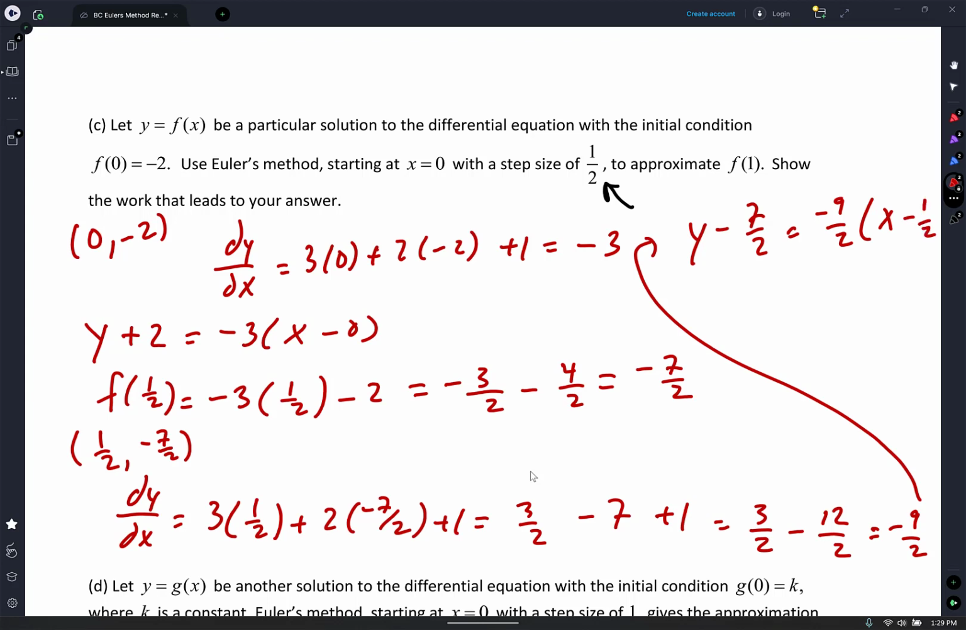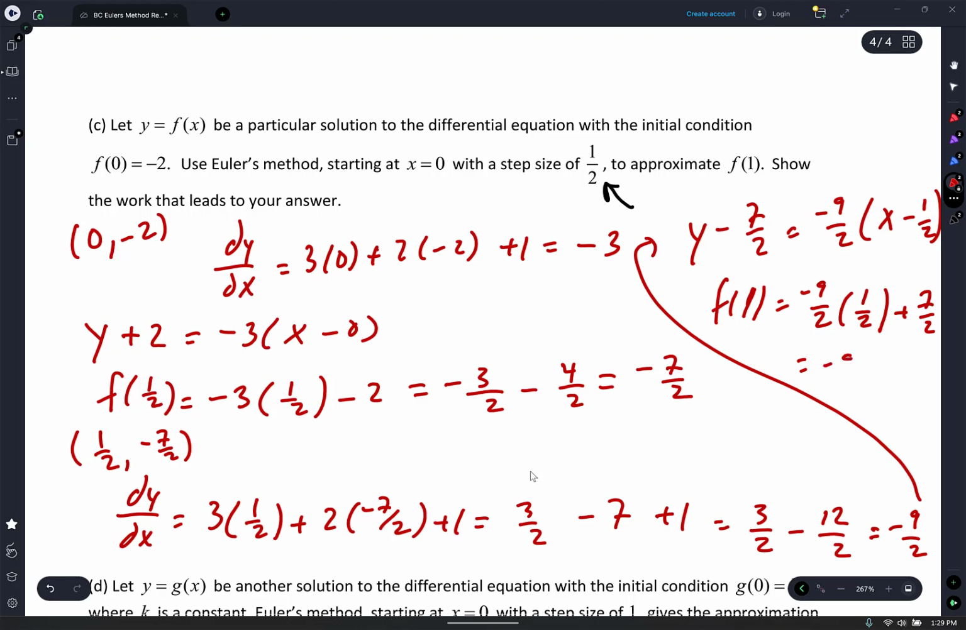times x minus half. So f of 1 equals negative 9/2 times a half plus 7/2. So negative 9/4 plus 14 over 4, because I multiplied it by 2 over 2. No, minus 7. It's negative 7 over 2 because y. Oh, yes. So I messed up. Where did I mess up? Right here? Yeah, plus, and then this is minus.